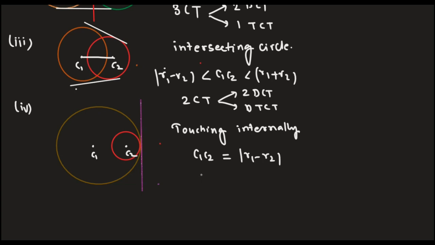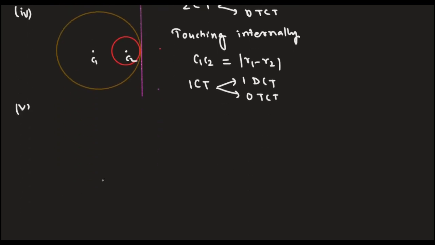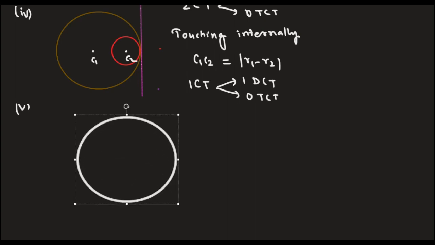So number of common tangents: how many common tangents we have? Only one. And this is 1 DCT, direct common tangent, and 0 TCT, transverse common tangent is 0. Case fifth may happen that one circle strictly lies inside the other circle. So now here we have the condition. Suppose the bigger circle is there and one circle strictly lies inside it. So one circle is like that.